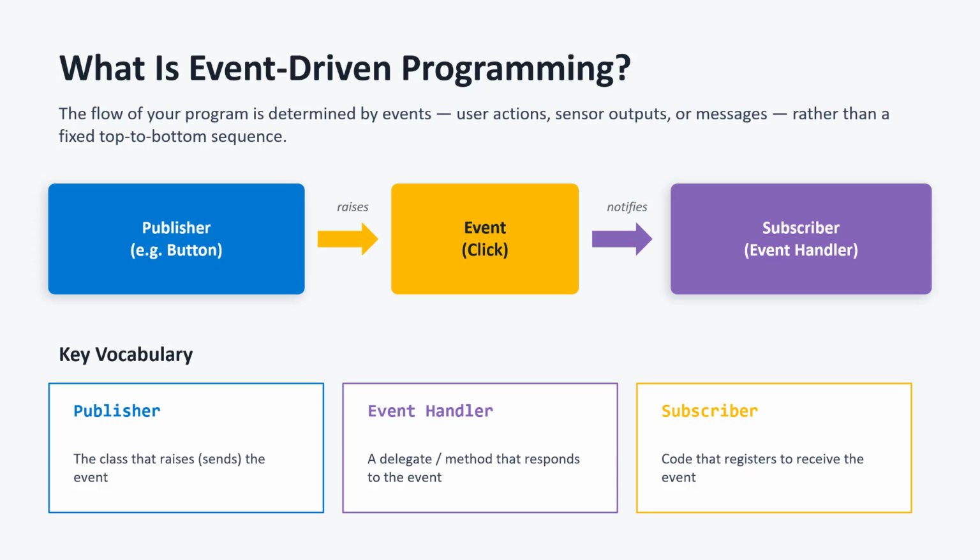The event handler is the delegate or method that's written specifically to respond when that event fires. The subscriber is the code that registers itself to receive that event in the first place. Subscribing is how your handler gets connected to the publisher's event. So it's kind of elegant. The publisher doesn't need to know anything about who's subscribed or what their handler code actually does. It just raises the event up like a flag and trusts that everyone who's interested will respond.